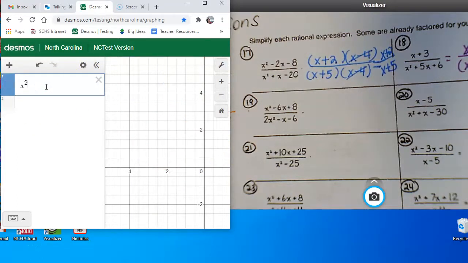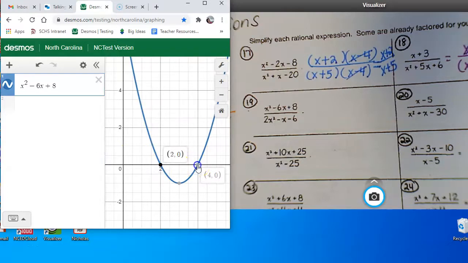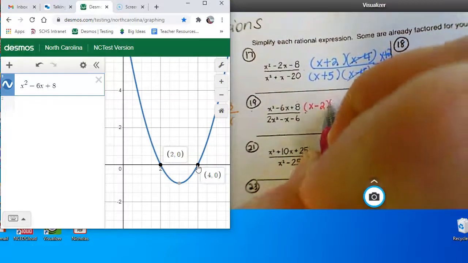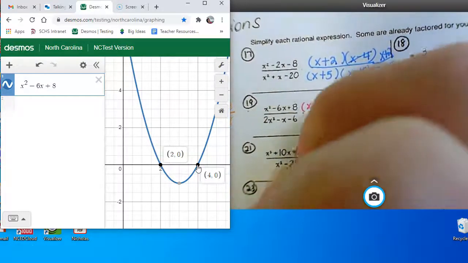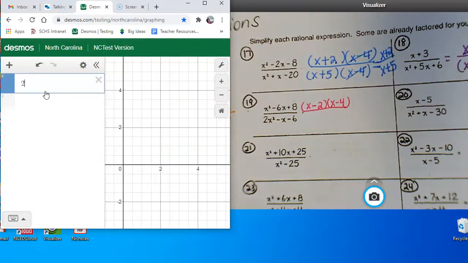So let's go ahead and graph the top. Move it over and find those zeros. So we got 2 and 4. So we want to make them into factors and change the signs. X minus 2, x minus 4. Alright, and then I want to do the next one.